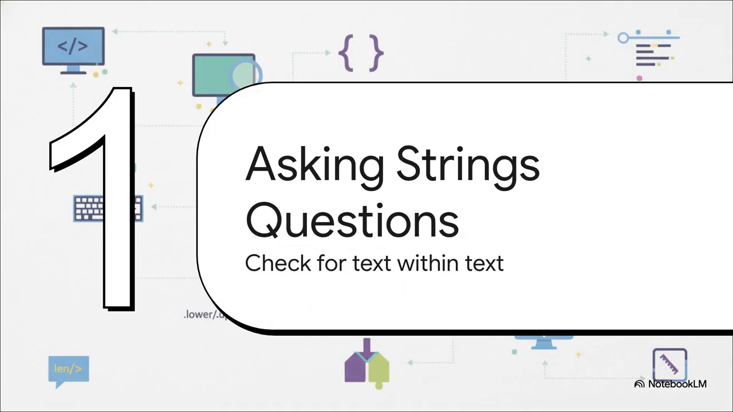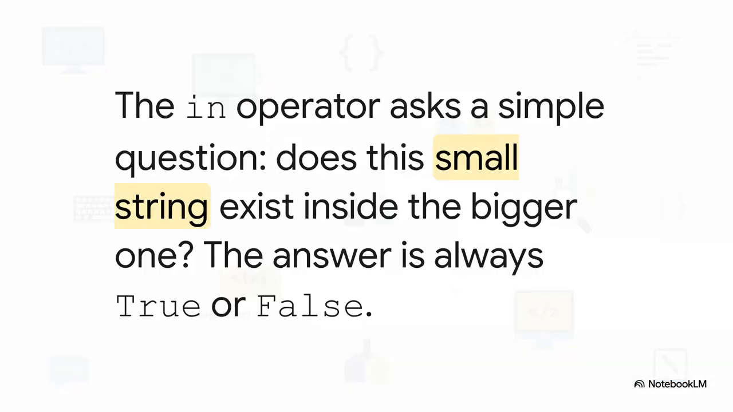Okay, let's switch gears a bit. The next tool doesn't change anything at all. Instead, it just asks a simple question about the string, a yes or no question. This is our go-to for searching and validating text. And that tool is the in operator. This thing is awesome for checking if a little piece of text exists somewhere inside a bigger one. It doesn't tell you where it is, just is it in there? And the answer is always a straightforward true or false.